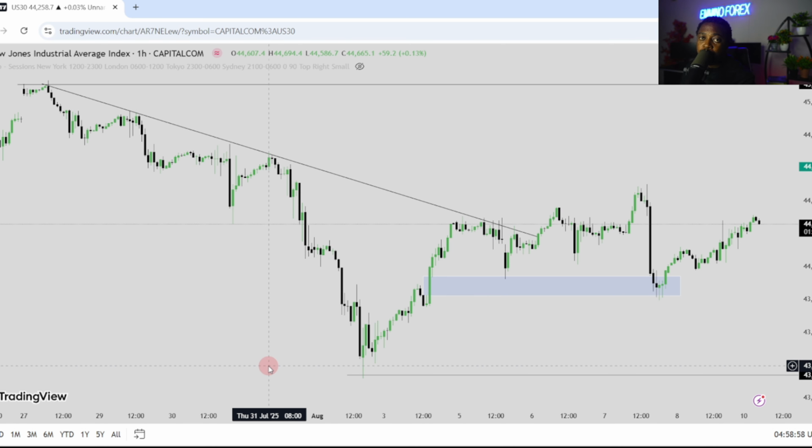I want you to understand that price in the forex market seeks basically just two things: liquidity and inefficiency. And if you understand these two concepts, your win rate is going to increase drastically.